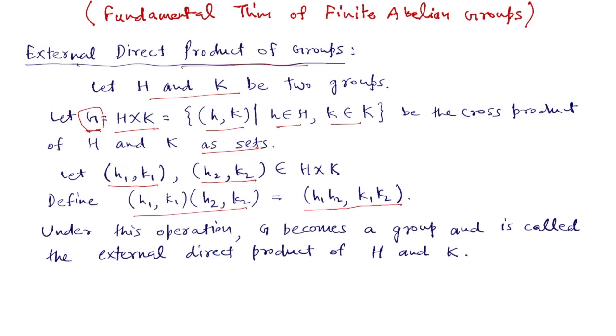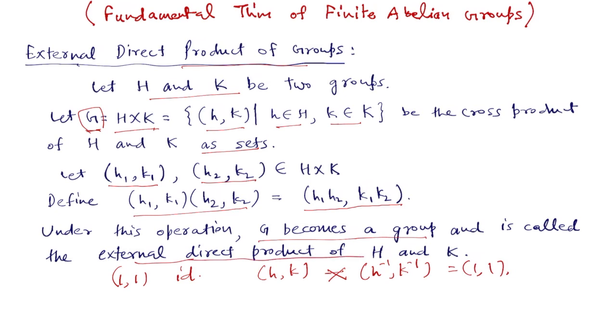Now we can check that under this operation G becomes a group. The associative law follows. You can check the element (1, 1) is the identity of this group, and the inverse of (h, k) will be (h inverse, k inverse), because if we multiply these two we will get (1, 1). So under this operation H cross K becomes a group, and G, which is H cross K, is called an external direct product of H and K.